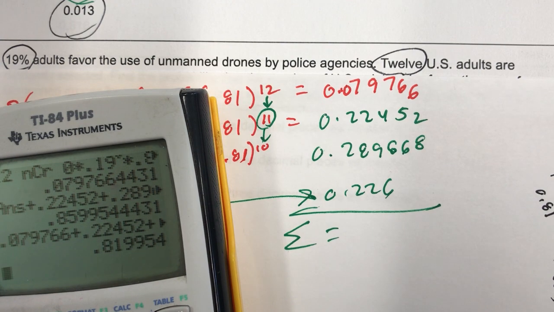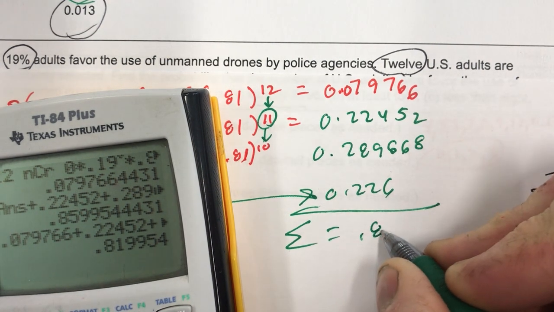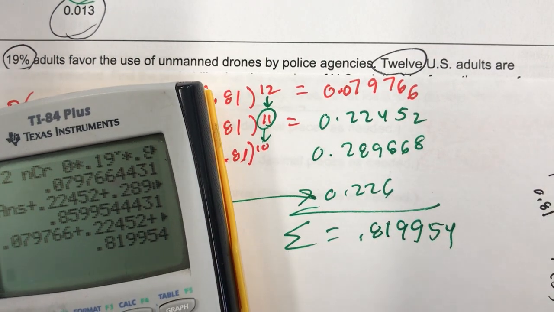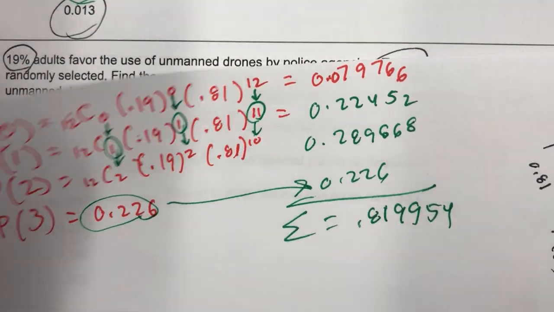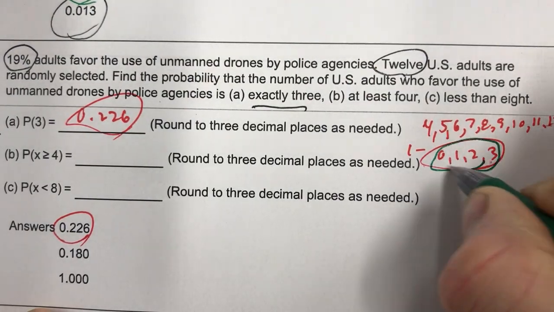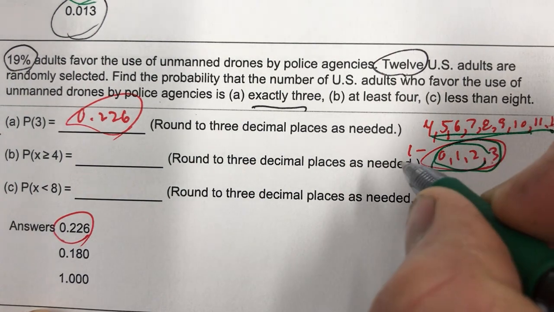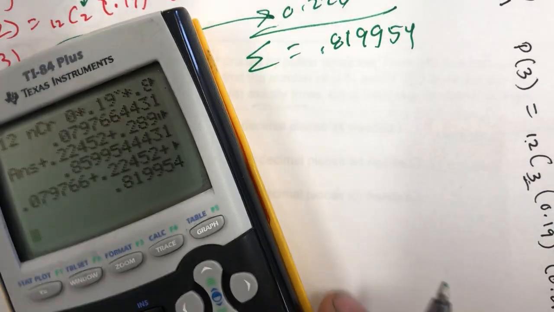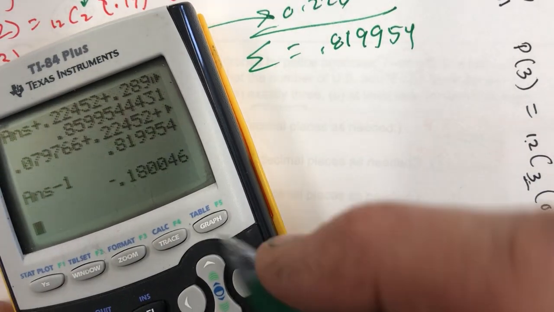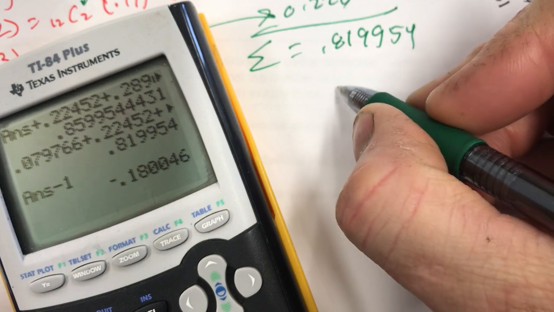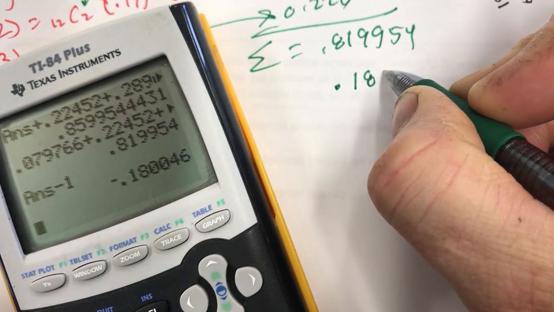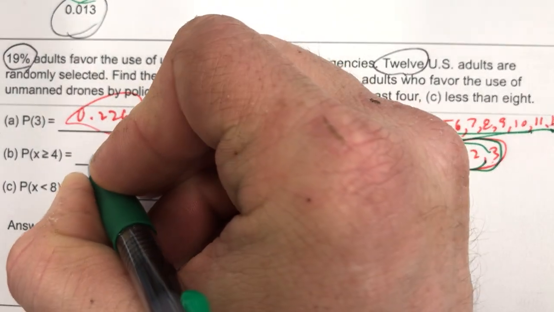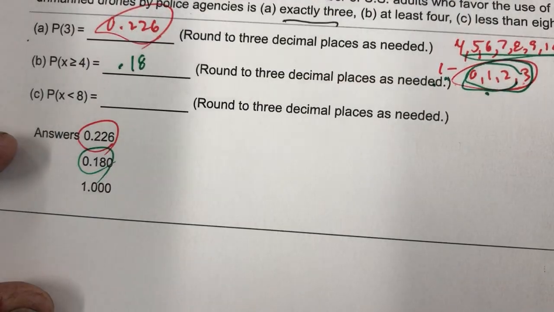All right, so I got 0.8199. Okay, 54. That's what my calculator says. Now remember, we did these right here. So I need to do 1 minus this for my total answer. If I do minus 1, it's going to be negative, which means it's positive, but 0.18. 0.18 is what I'm getting, which is what my answer is down there. So I'm in good shape.